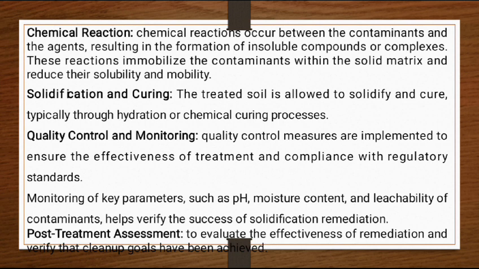After that, we have to go for quality control and monitoring. The quality control measures are implemented to ensure the effectiveness of treatment and compliance with the regulatory standards. I have already told about compliance with the regulatory standards. And next one is monitoring of key parameters such as pH, moisture content, and leachability of contaminants, which helps to verify the success of solidification remediation. And next one is the post-treatment assessment. This is done to evaluate the effectiveness of remediation and verify that the cleanup goals have been achieved. So each step should be carried out with utmost care.